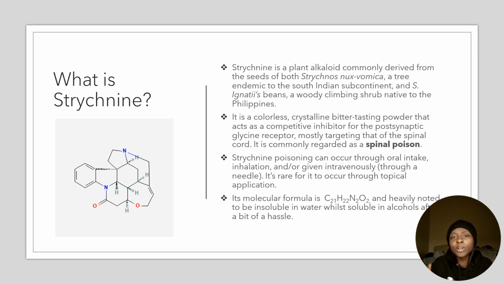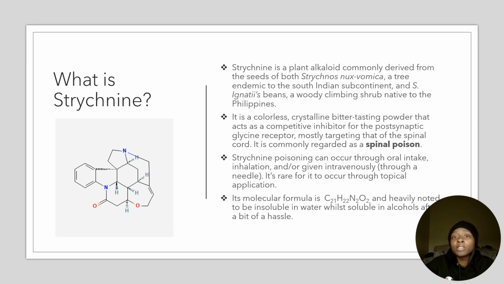Strychnine poisoning can occur through either inhalation, oral intake, or it can be given intravenously, which means it can be given through like a needle or a shot per se. It's very rare that this poison will actually occur through topical application, like if you were to put some on your skin or something of that sort, but it's not impossible.